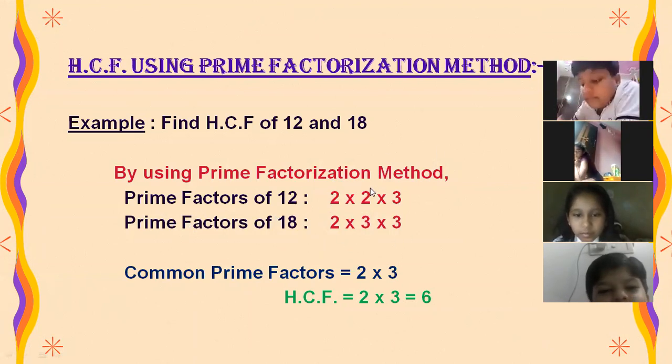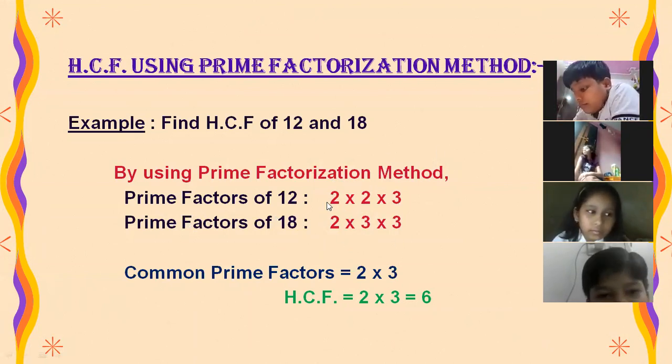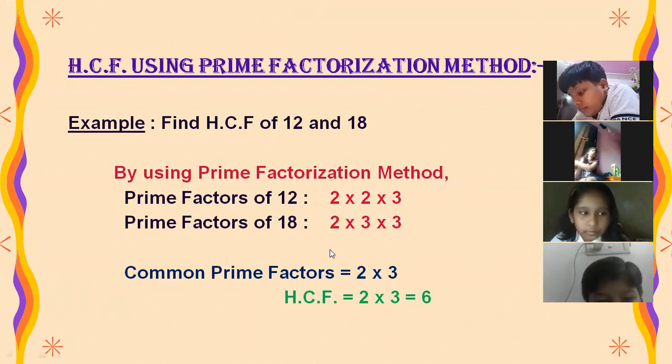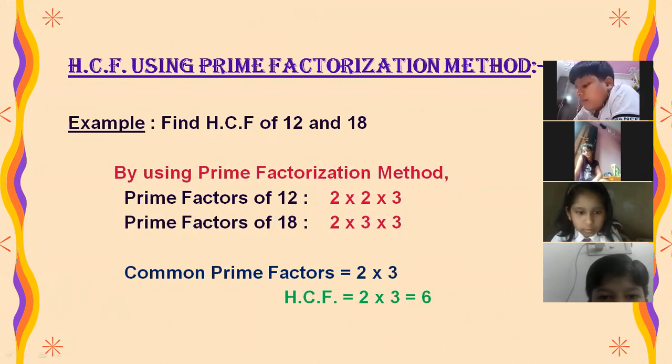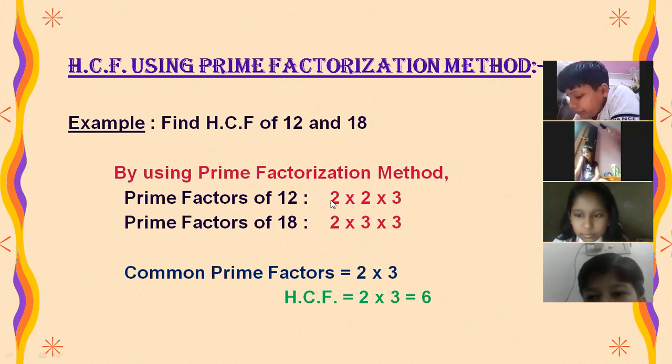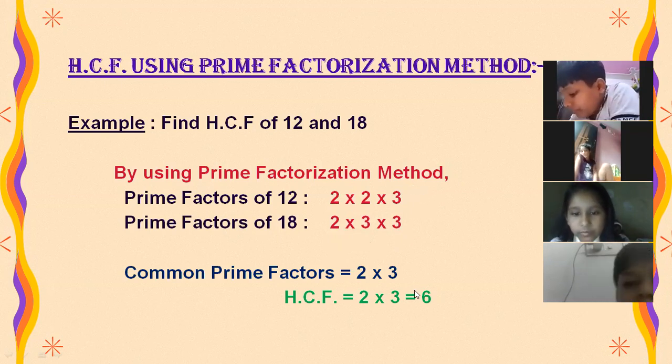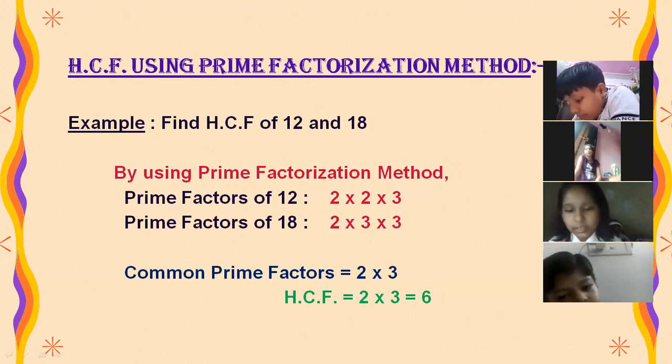आप यहाँ से check करिए, ठीक है? So first of all, what are the common prime factors from both the numbers? Ma'am, 2 and 3. Exactly, 2 and 3. This 2 is common in both the numbers and this 3 is common. Clear, beta? Yes, ma'am. 2 and 3 are common.